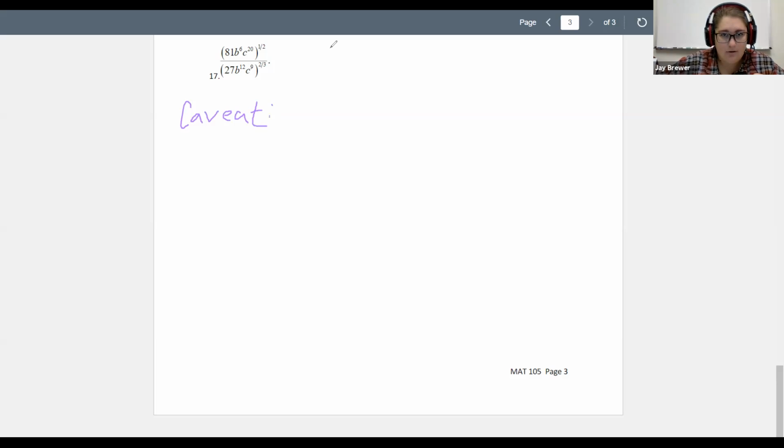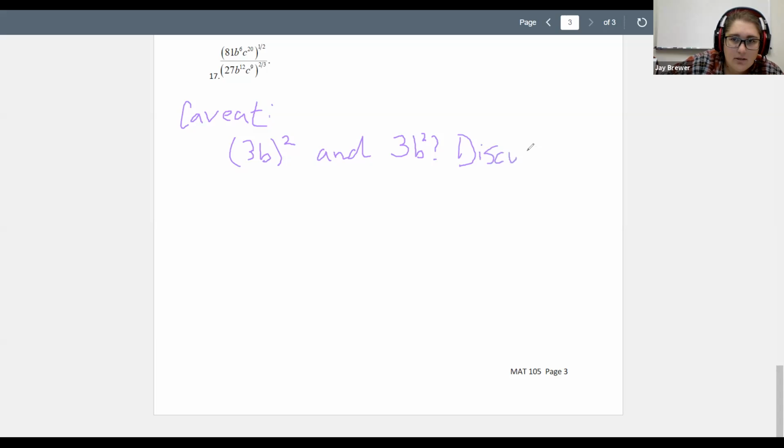Okay, so our caveat is I want you to tell me the difference between this and this. I want all of you to discuss it. Tell me about it. Tell me what you see is different.